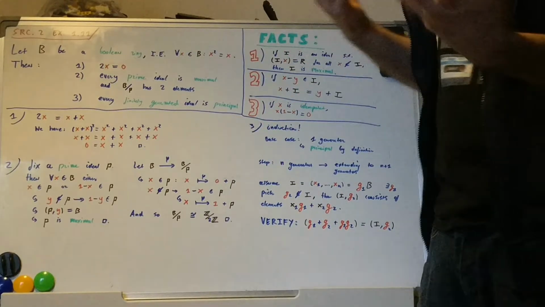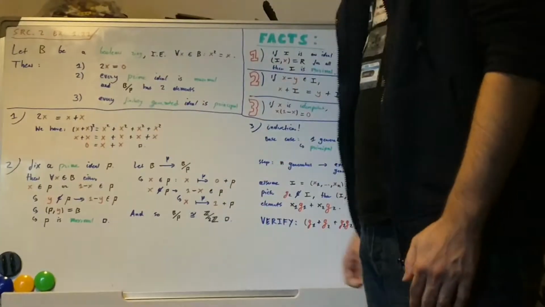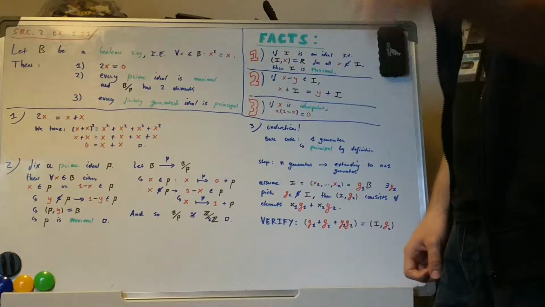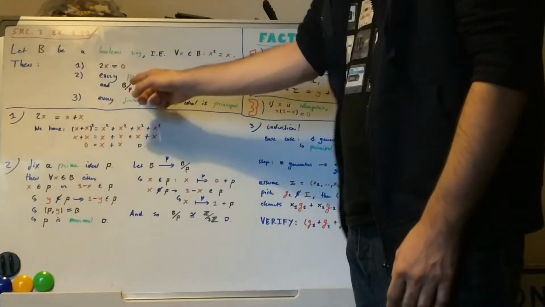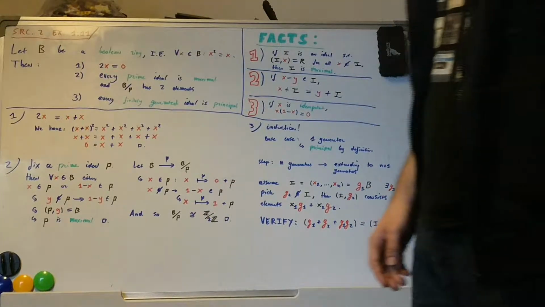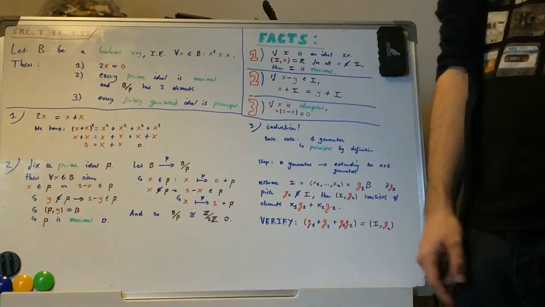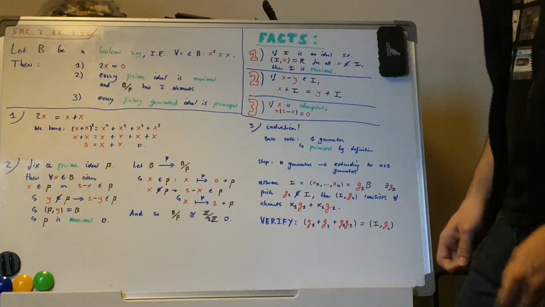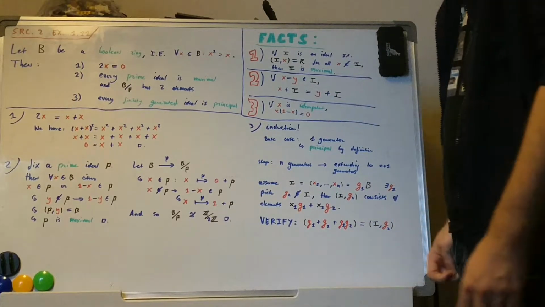Then we're going to show three basic properties, namely, 1, that 2x is equal to 0. Second property is that every prime ideal is maximal, and B mod P has two elements for any prime ideal. And the third property is that every finitely generated ideal is principal. So before we prove these three properties, let's go over some basic facts.